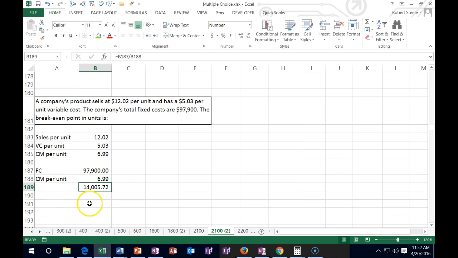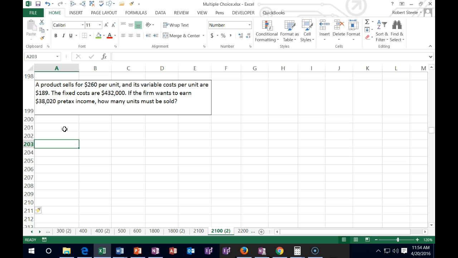Now, if you wanted to see the dollar sales, you could multiply that times the sales price. In this case, if they asked for the dollar sales, it was $12.02 per unit. So this is how many units we need to make times the sales price, and we could then come up with the dollars. That would be this times the 12.02, which would be the sales in dollars.